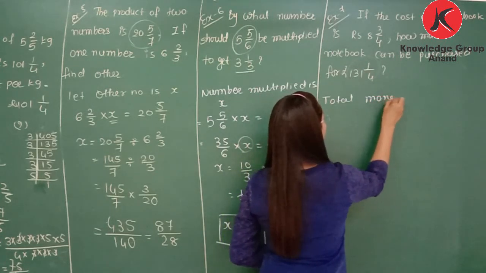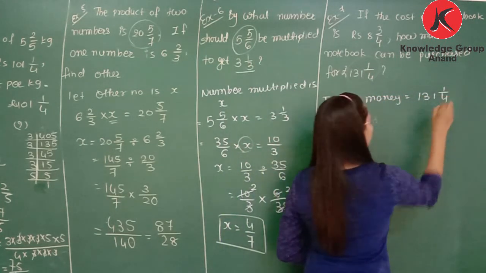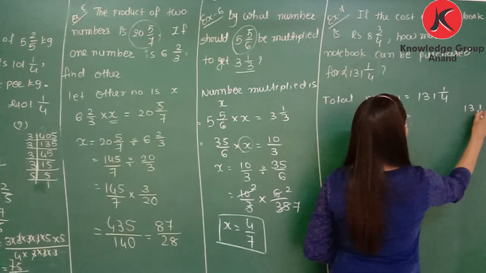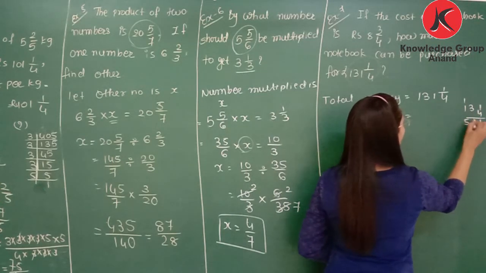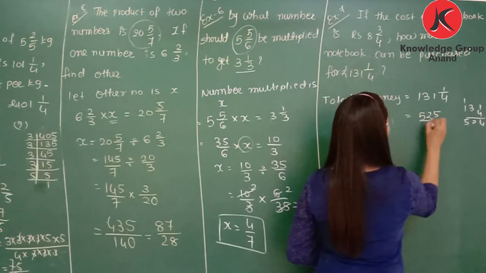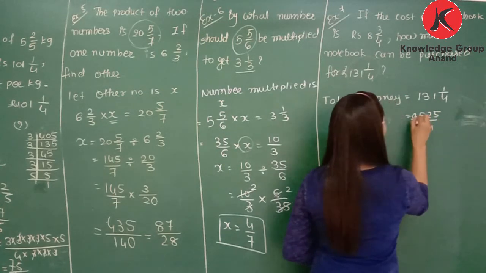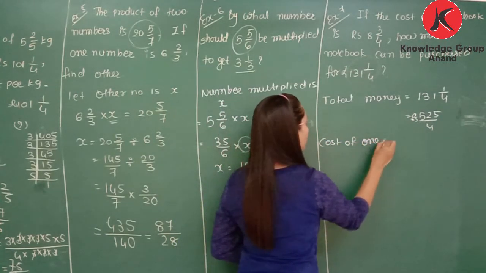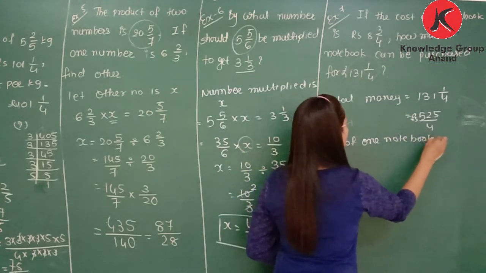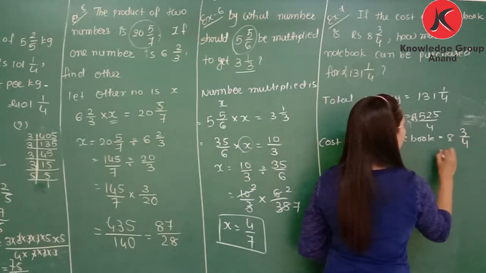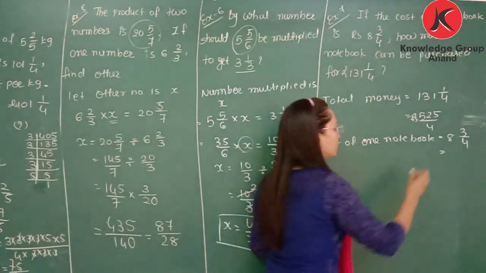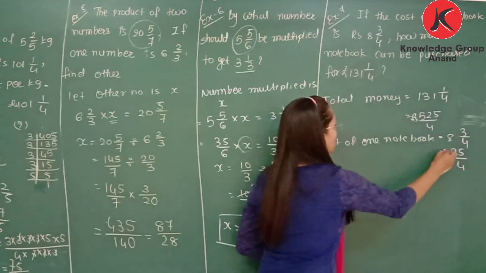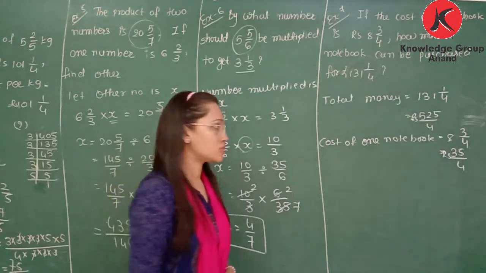Total money is 131 1 by 4. So convert this into an improper fraction. So it is 525 by 4 rupees. Total money we have is 525 by 4. The cost of one notebook is given as 8 3 by 4, so we can find it as an improper fraction, 35 by 4. So the cost of one notebook is 35 by 4 rupees.